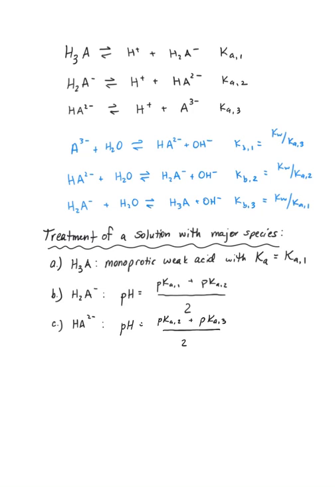The fully deprotonated form, as a major species in solution, A3-, acts like its own monobasic base. This is a substance whose pH is dominated by the Kb1 for this substance. This is like a monobasic weak base with Kb given as Kb1.